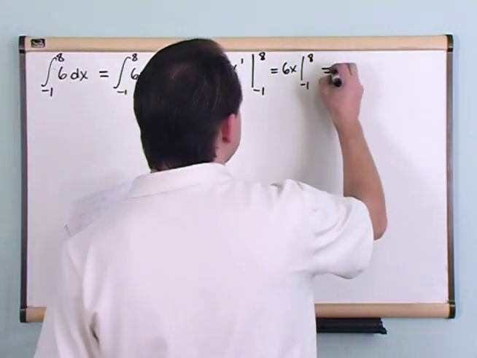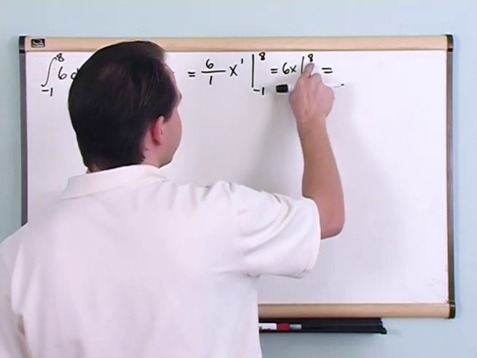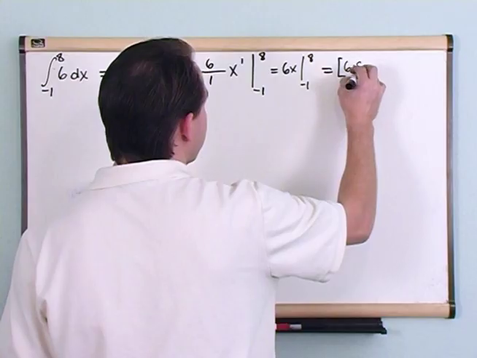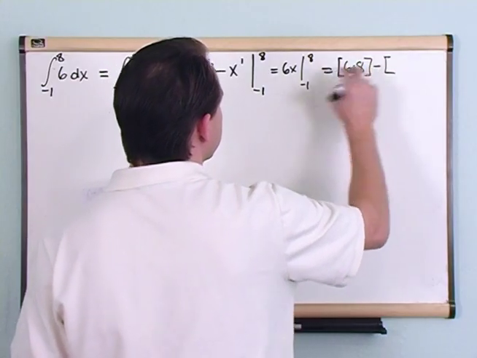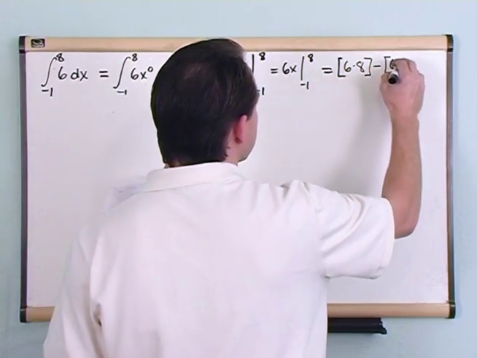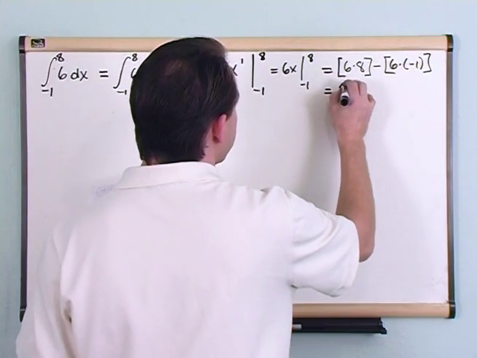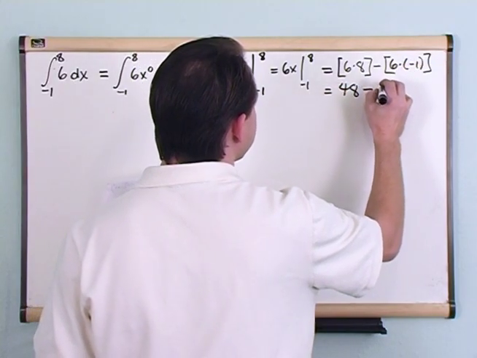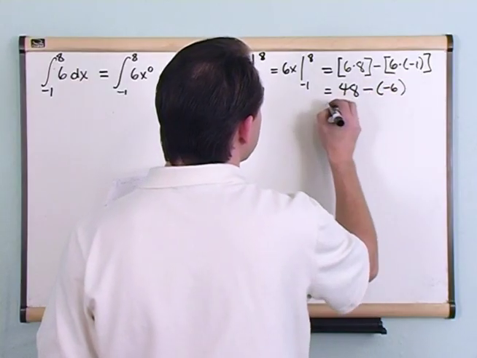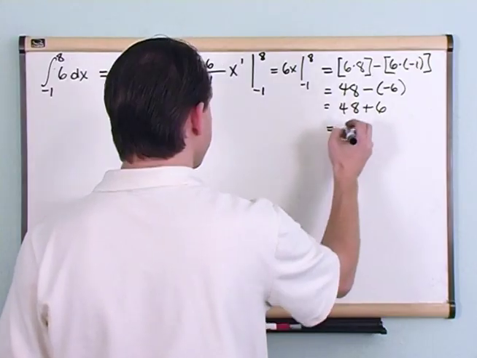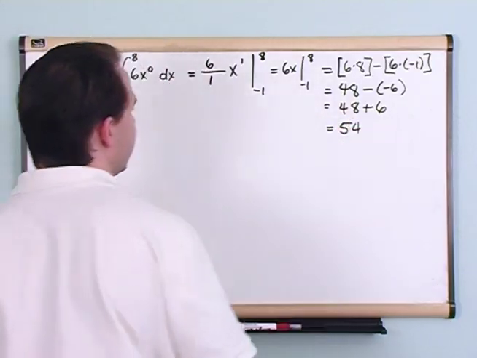So how do we do that? Using the fundamental theorem of calculus, we evaluate at the top one first. So that's 6 times 8 minus 6 times -1. Okay? And so this will be 48 minus -6, which is 48 plus 6, which is 54, which is the answer.